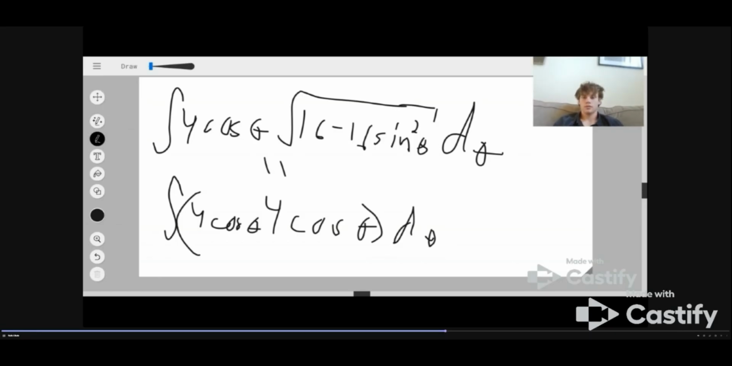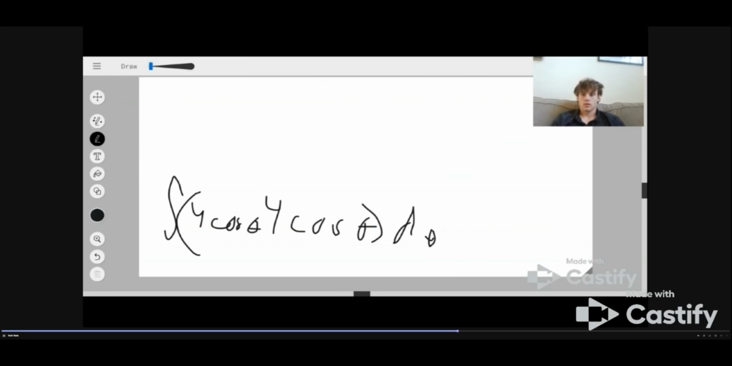Now in this case the next step is going to be to use another trig identity that you have to know. But first, let's multiply these together. And this is going to look like, we can take out a constant of 16. And this is going to look like 16 integral cosine squared theta d theta.